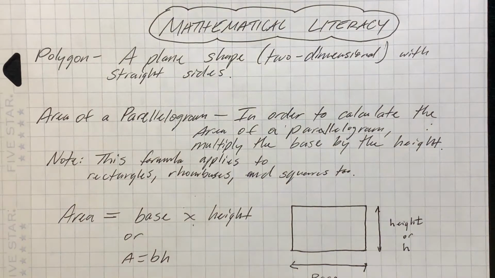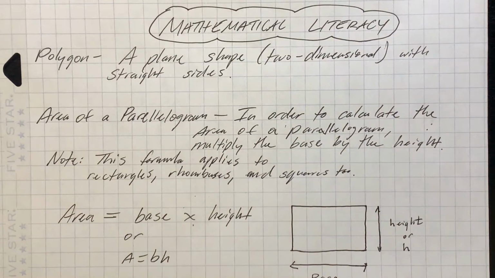A polygon is a plane shape that's two-dimensional with straight sides. We'll get into that as we go forth. And the area of a parallelogram. So this is important. In order to find the area of a parallelogram, you have to multiply the base by the height. Also note that this formula also applies to rectangles, rhombuses, and squares as well.